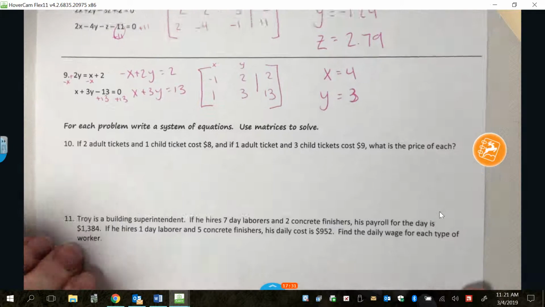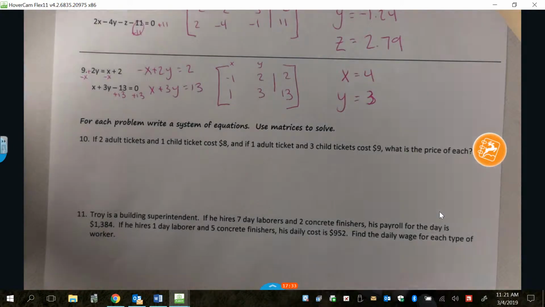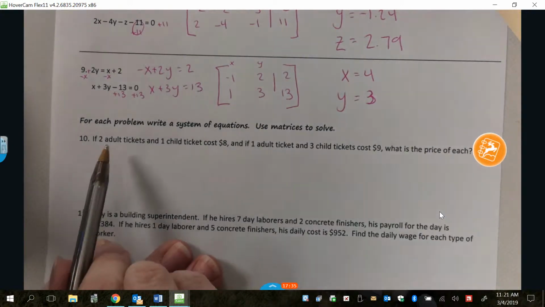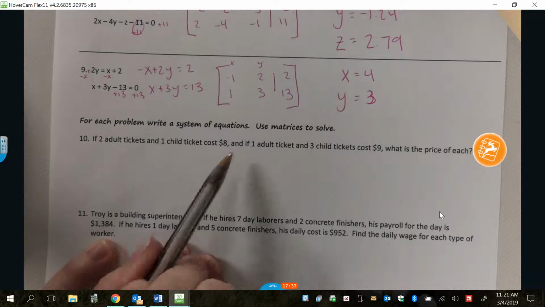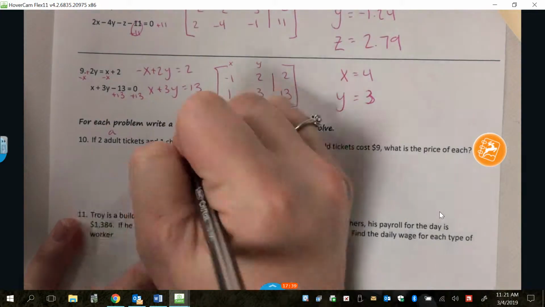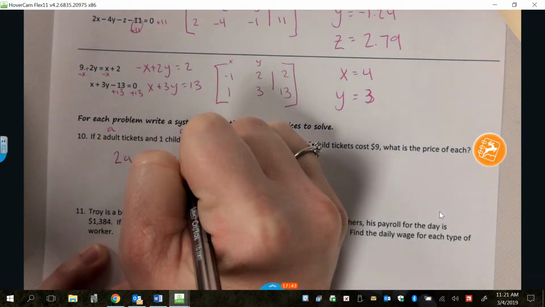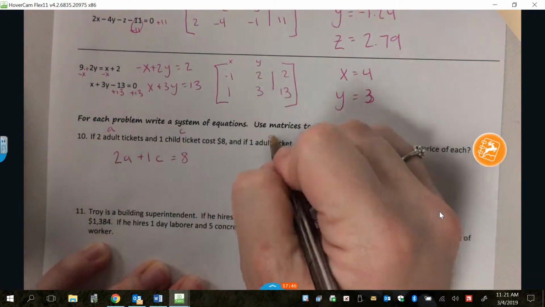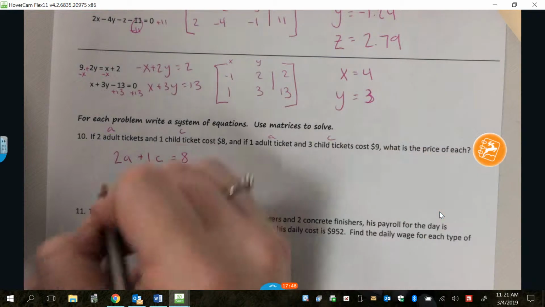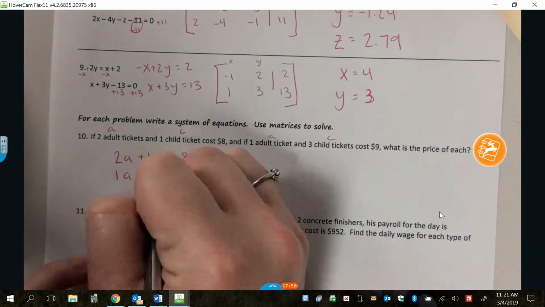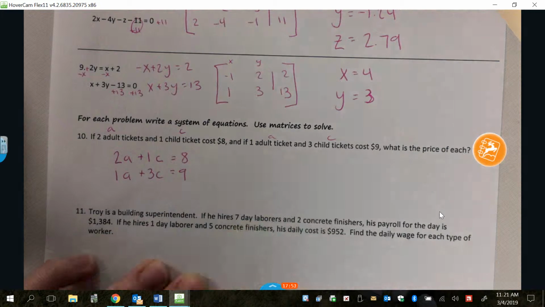Alright, last two problems. We're going to write a system of equations and solve. So it says if 2 adult tickets and 1 child ticket cost $8, so we'll use A for adult, C for child. So 2 adult plus 1 child equals 8. And 1 adult plus 3 child equals 9. What is the price of each?